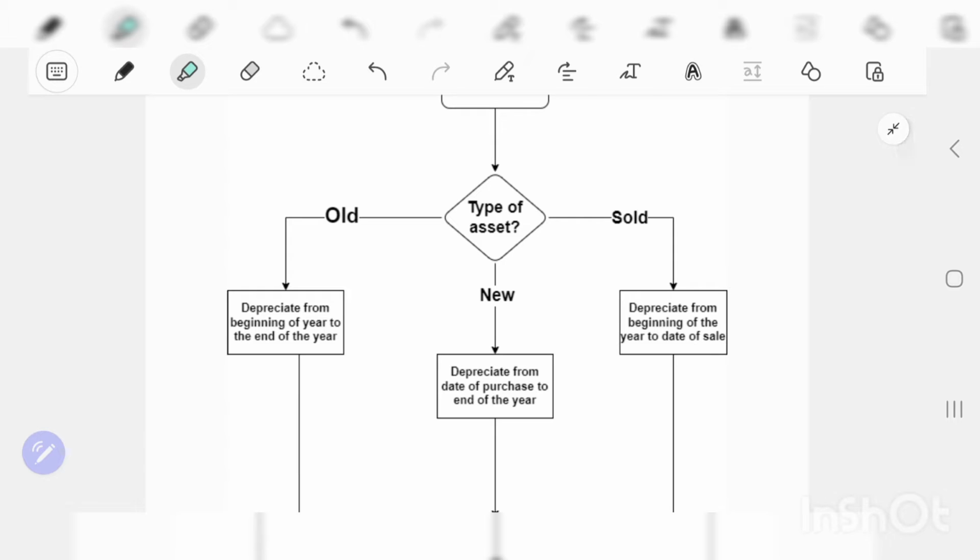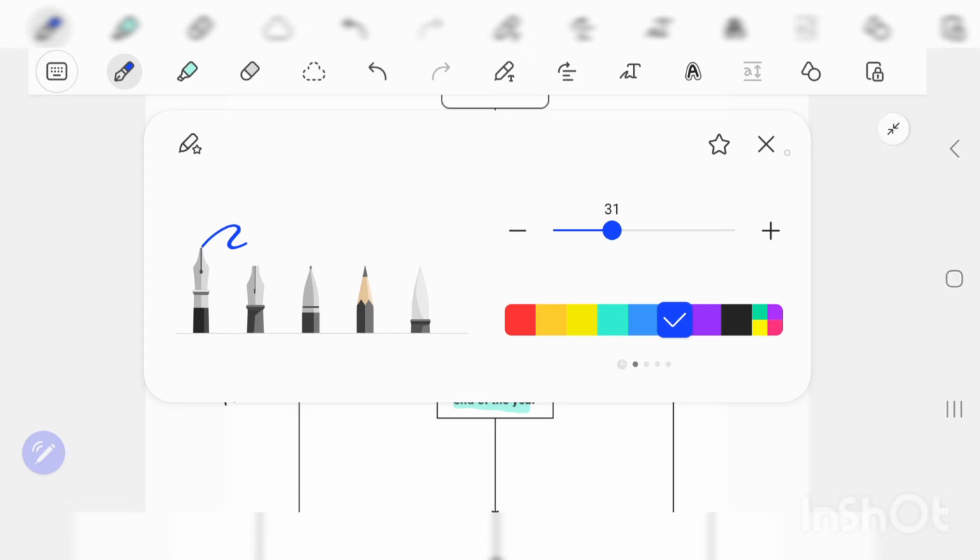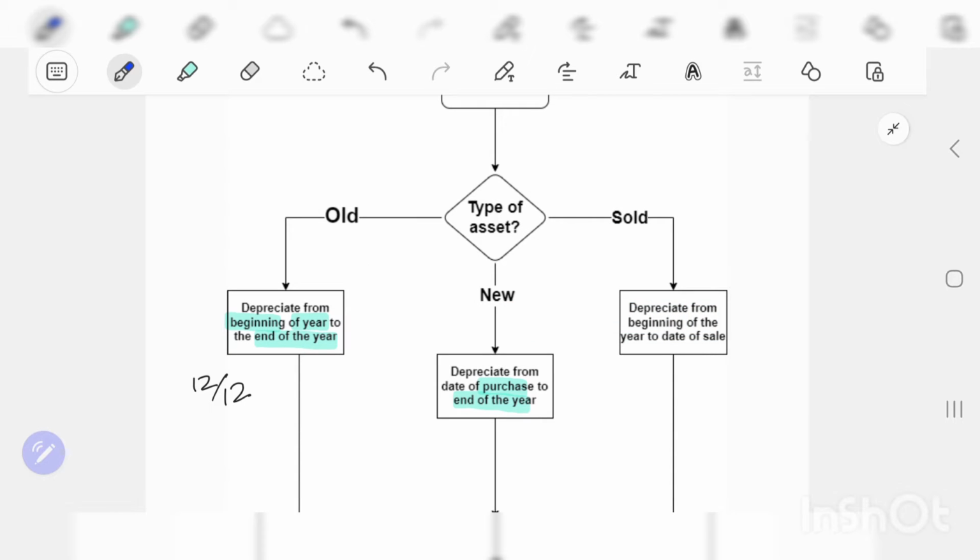So for an old asset, you are going to depreciate from the beginning of the year to the end of the year. So that means that the number of months here is 12 over 12. And then for a new asset, you are going to depreciate from the day of purchase to the end of the year. And then this one, an asset that you decided to sell.